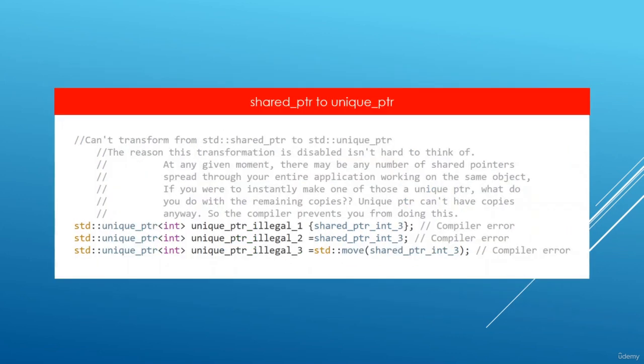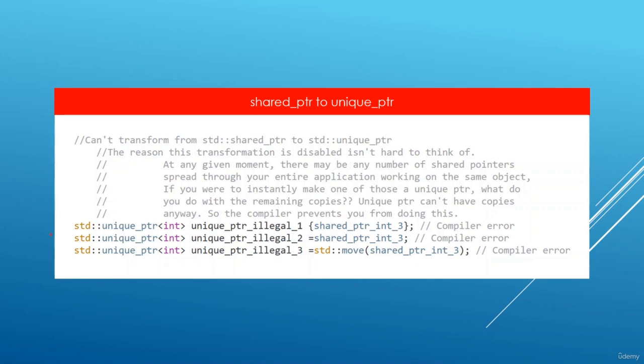But one thing you can't directly do is transform from a shared pointer to a unique pointer. This is not going to work because at any given moment, we might have multiple shared pointers pointing to the same data in memory. So if you take one of those shared pointers and make it into a unique pointer, it wouldn't really make sense what you make of the other shared pointers that were pointing to that memory location. And you should really have one unique pointer pointing to one piece of data in memory. You can't have multiple pointers pointing to that piece of memory.